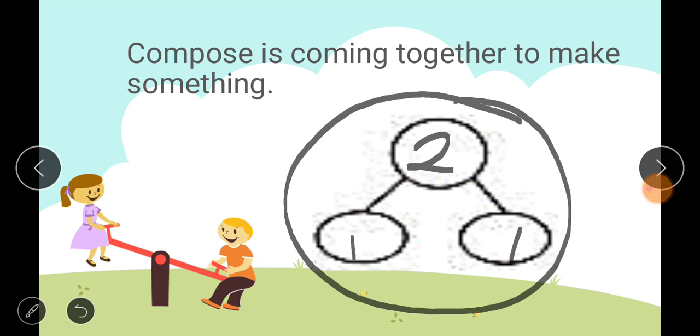Okay, so this upper part here is called whole. That means a whole number. These 2 lower parts here are called parts and parts.